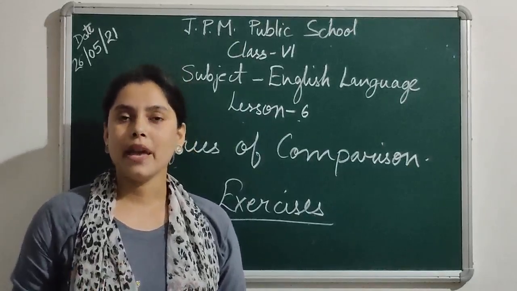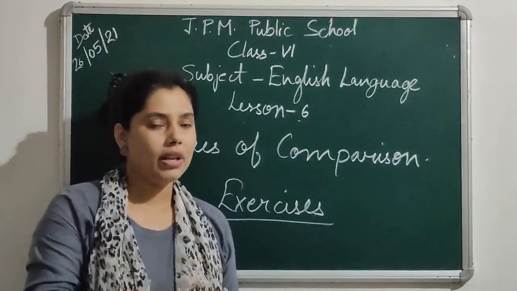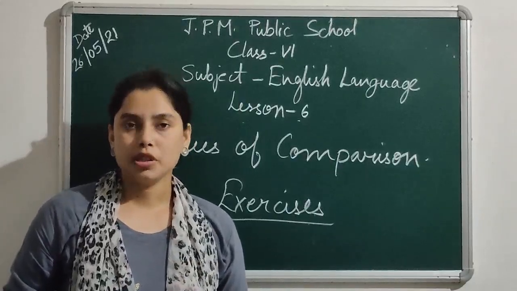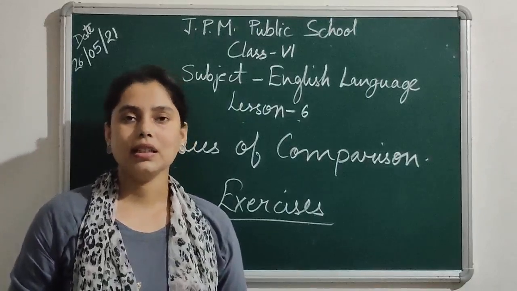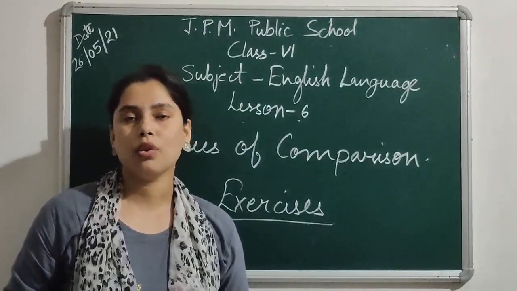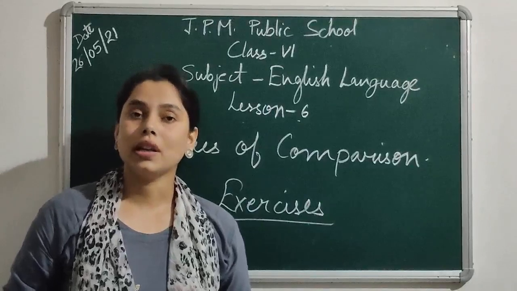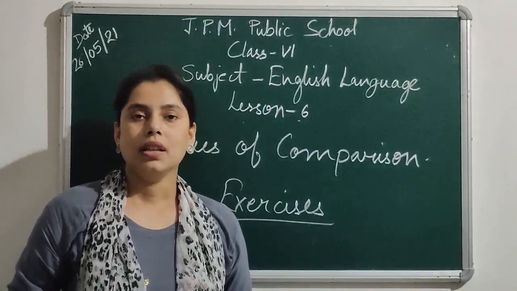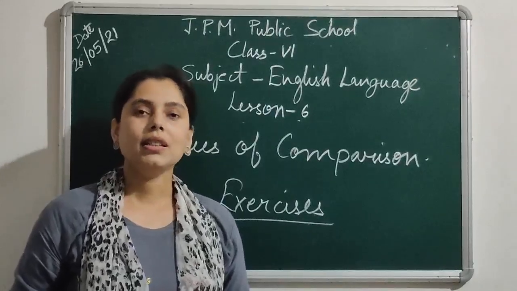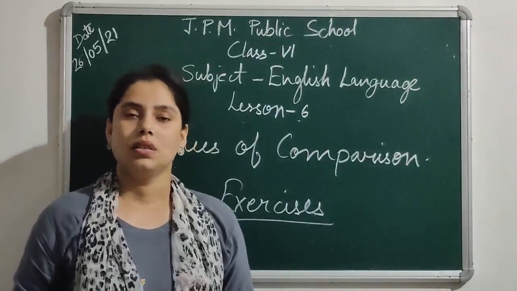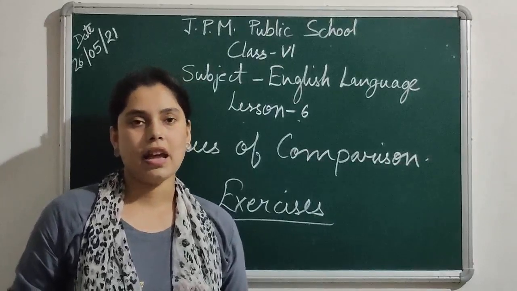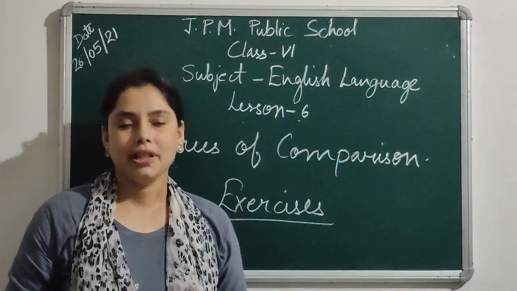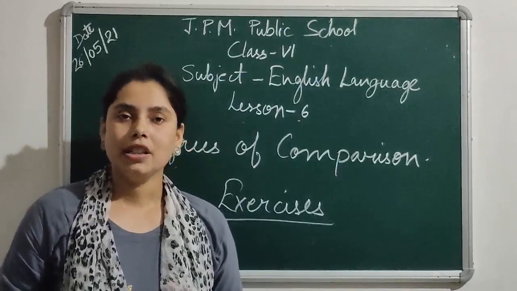But when we compare Mohan with another boy, or when we compare two people or two things together, in that condition we use the second form of the adjective, which is called the comparative degree. For example, Mohan is better than Ram. In this sentence I have used the second form of good, that is better. Better is a comparative degree.